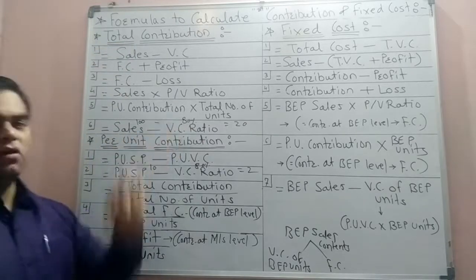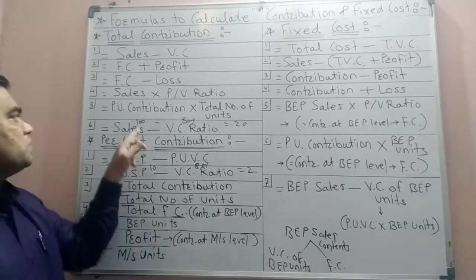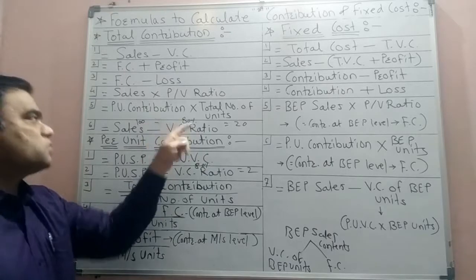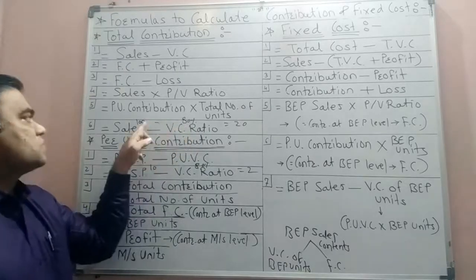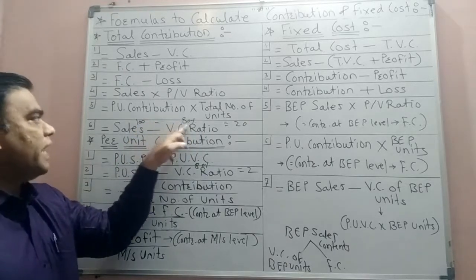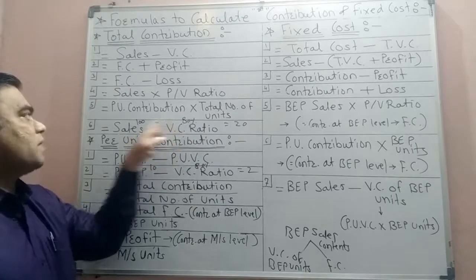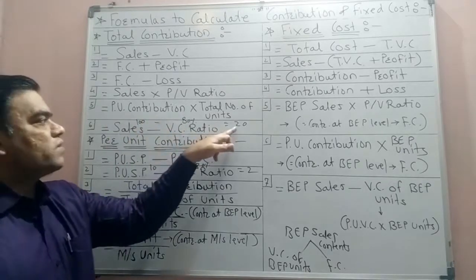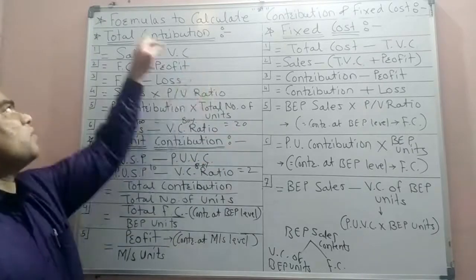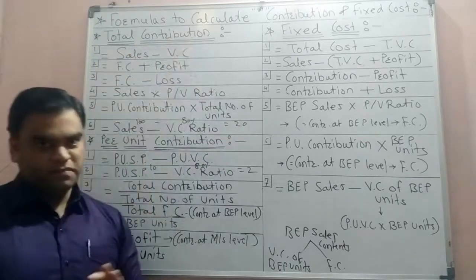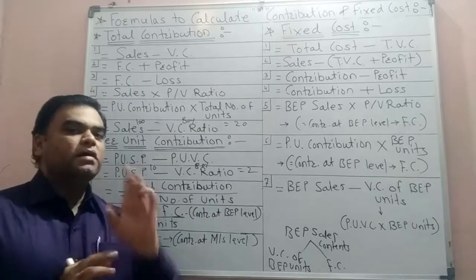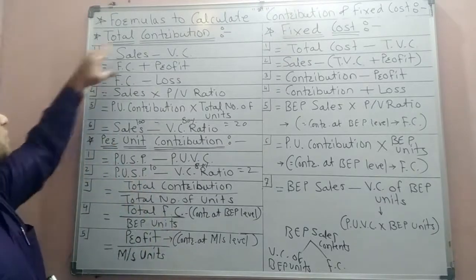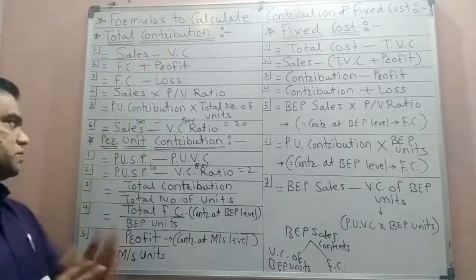Sales less variable cost ratio. Suppose sales is rupees 100 less variable cost ratio, which is 80%. So 100 less 80% of 100, and 80% of 100 is 80. So 100 less 80 is equal to 20, which will be the amount of total contribution. In that way we can calculate total contribution. So we have discussed a total of 6 formulas to calculate total contribution.